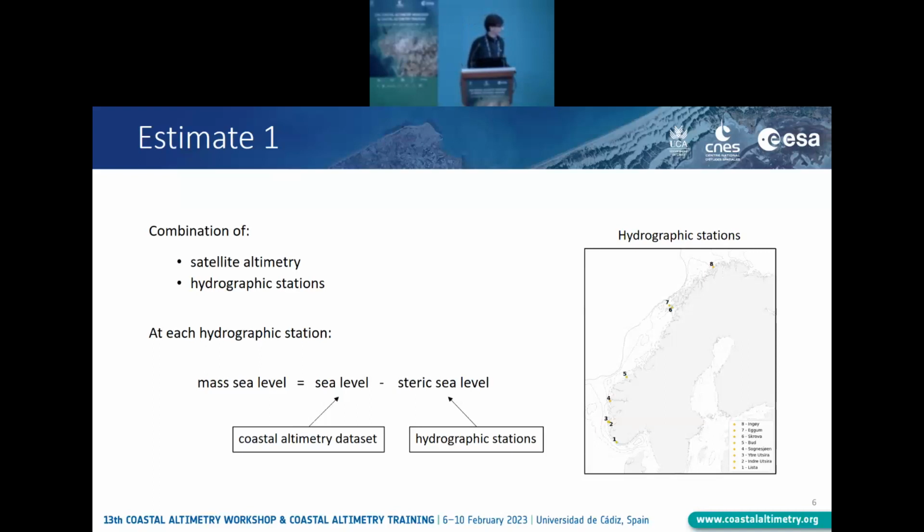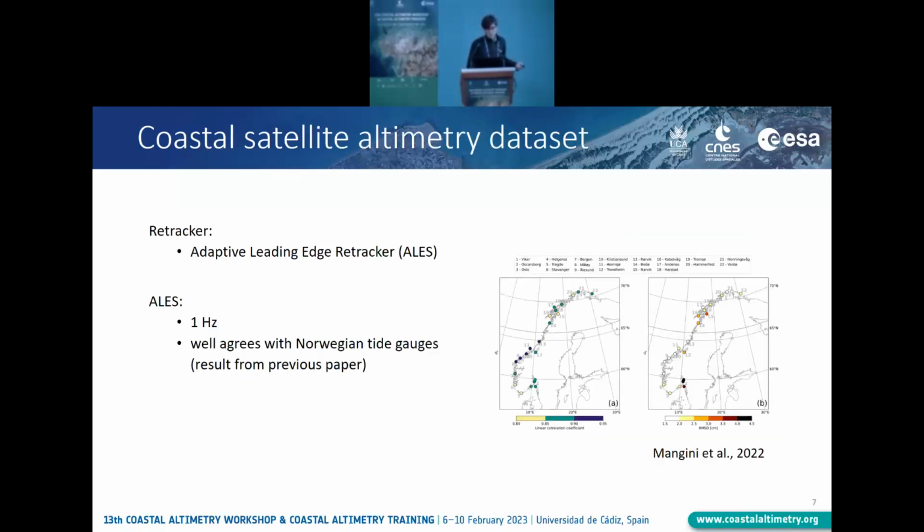hydrographic station in question. When it comes to satellite altimetry, we used a satellite altimetry dataset that is reprocessed using the ESA-ESRIN tracker. We have a 1 Hz posting rate. And we opted for this dataset because in a previous work we found a good agreement with a Norwegian set of tide gauges. For example, here is the comparison between satellite altimetry and tide gauges for the trend and the seasonal signal. We can see that the correlation is very good, between 0.8 and 0.95, and the root mean square difference mostly between 1.5 and 3.5.